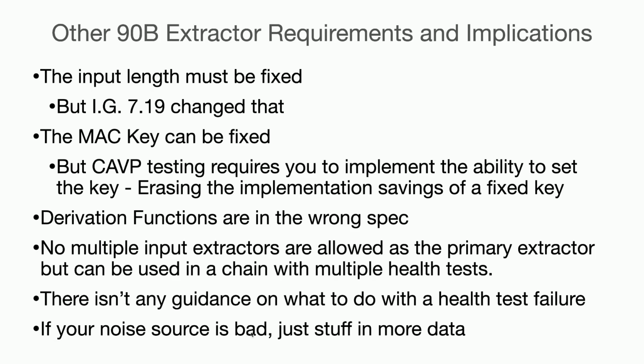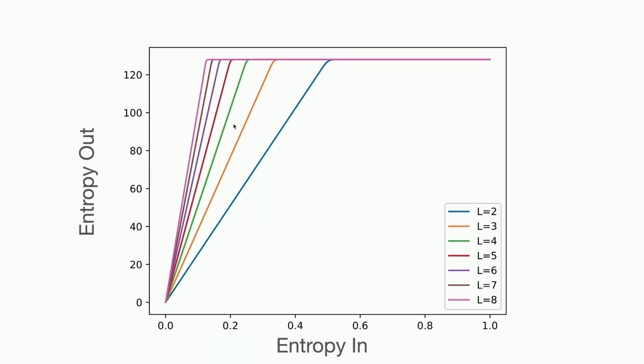If your noise source is bad, as in low quality, it is producing not much entropy per bit, a low entropy rate, then just stuff in more data as per this plot. You're finding your entropy is down here. Say, oh, I better follow the pink line so it saturates. So I'll go and use an extraction ratio of 8:1. At Intel, we use an extraction ratio of 4:1 because our entropy source's quality is up here somewhere, so we're just fine.